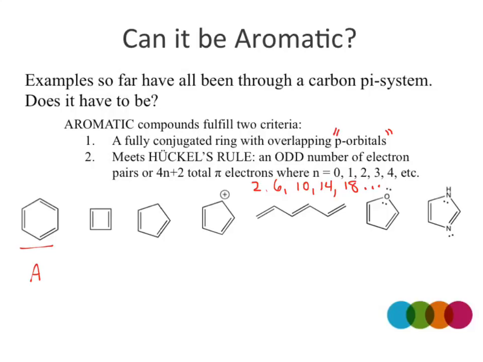We do have the conjugated pi, p orbitals. So that rule is satisfied. If we move to the next rule, we have to have that 2, 6, 10, 14. How many electrons do we have? We have only 4 pi electrons, which means anti-aromatic. So I'll just stick with AA. Next one.